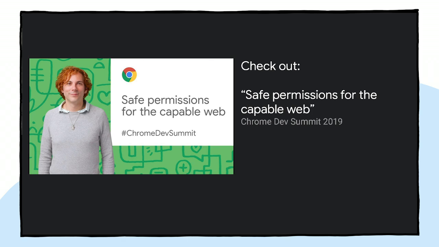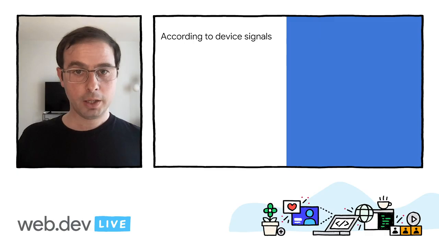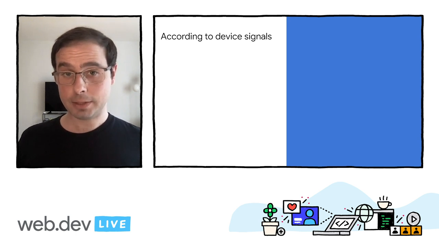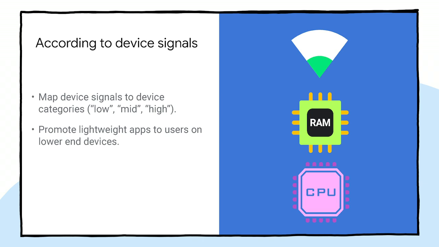If you want to learn about UX patterns for web permissions like this one, check Pete's talk Safe Permissions for the Capable Web at Chrome Dev Summit 2019. Let's move now to the second strategy. Intuitively, users on slow networks or low-end devices might be more inclined to download light apps. Therefore, if it's possible to identify a user's device, one could prioritize the light app over the heavier native app installed version.